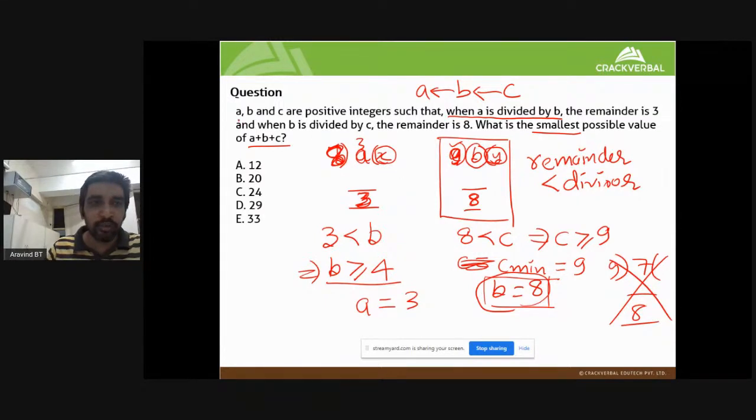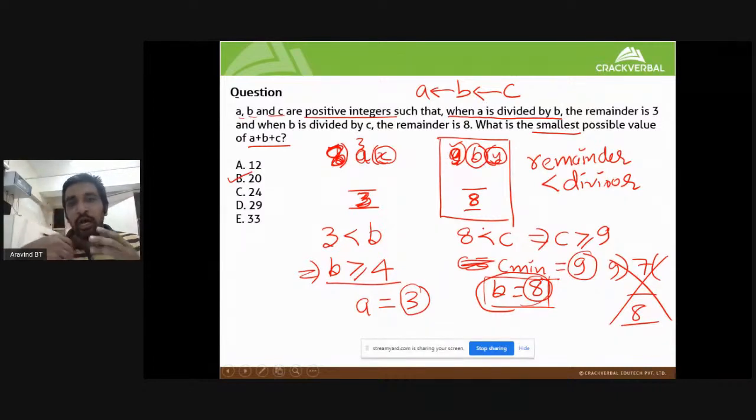Remember the constraint was on a, b, and c to be positive integers. There was no constraint on the quotients, right? So what is the smallest value for a plus b plus c? Clearly 3 plus 8, 11, 11 plus 9, 20. B is the correct answer of this question.